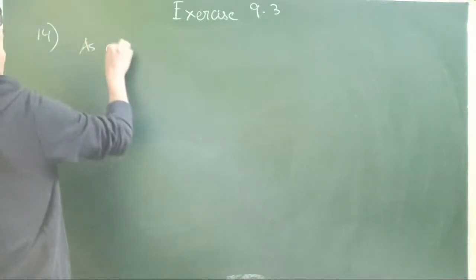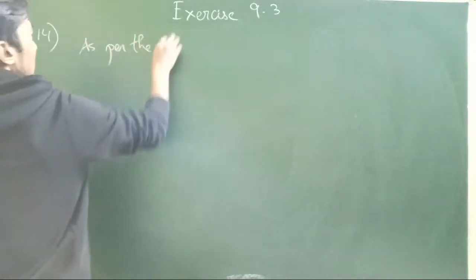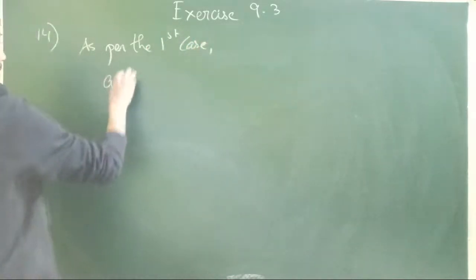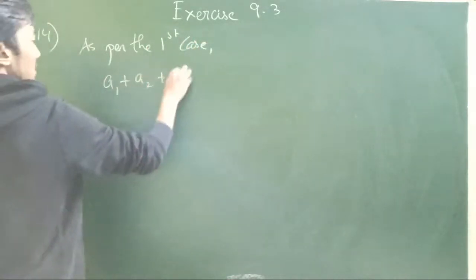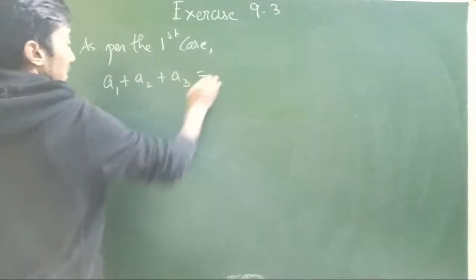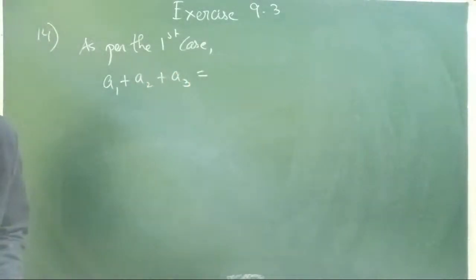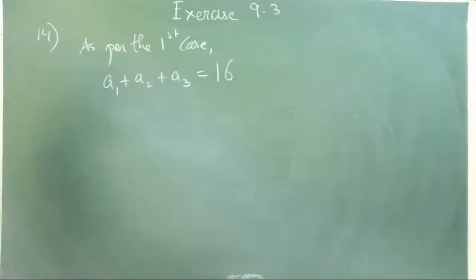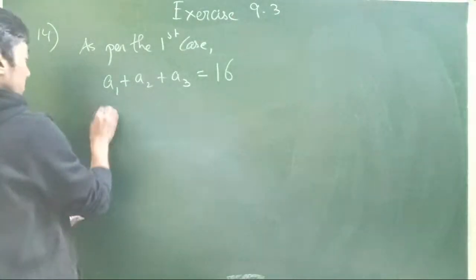Okay, as per the first case, it states the sum of the first three terms is 16. Let's see what we can have from here. Sum of the first three terms is 16. So let's see what we can have from here. So first term, of course, A.